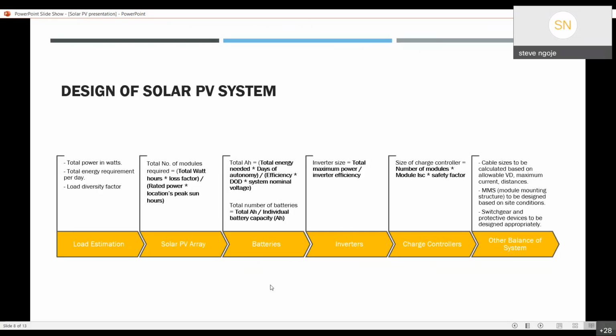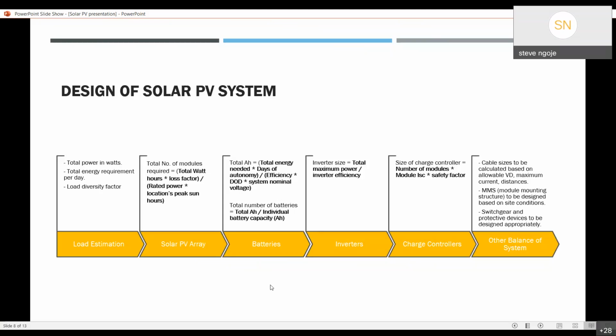The next step is you need to size your array. An array is a bunch of solar modules connected in either series or parallel. If X number of solar panels are connected in series, that is what we call a string. Multiple strings, a group of strings, is what we call an array. But there are instances when an array can just be a single string. So that's the difference.